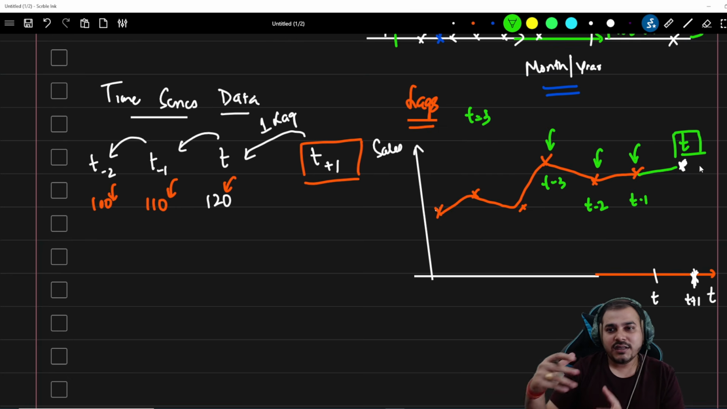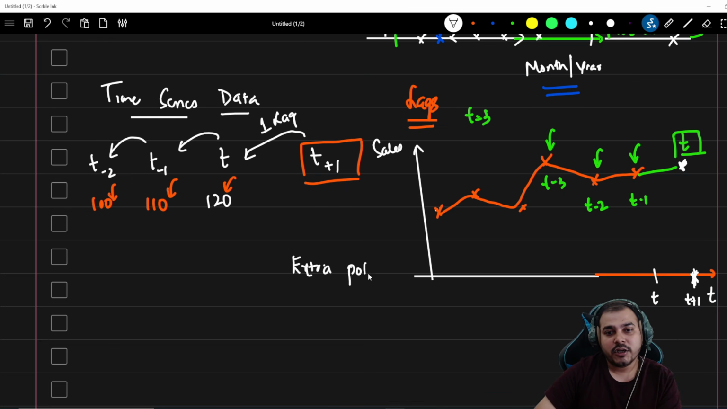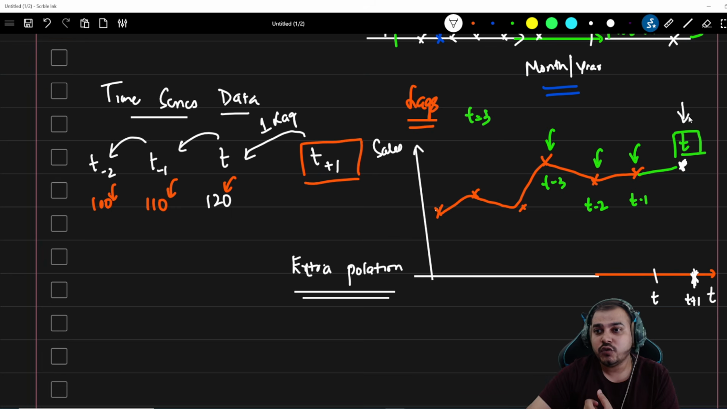So this is the basic difference. And this step is basically called extrapolation. Extrapolation, because in extrapolation, our main focus is just to predict the future, forecasting, right?